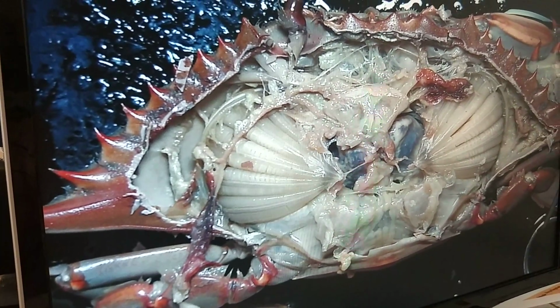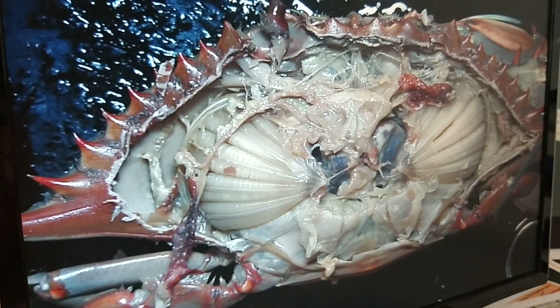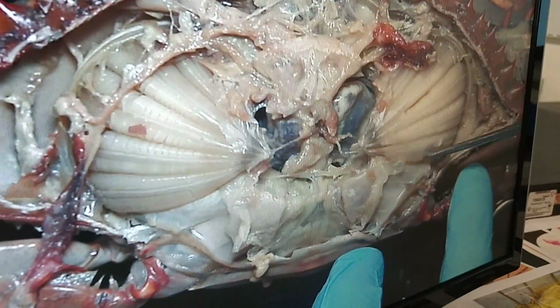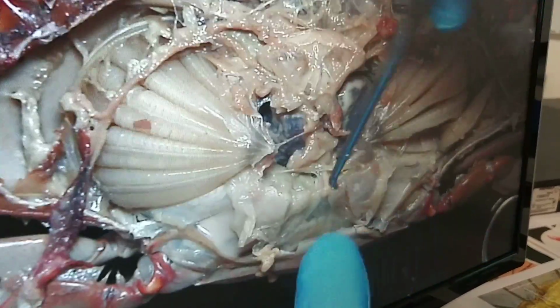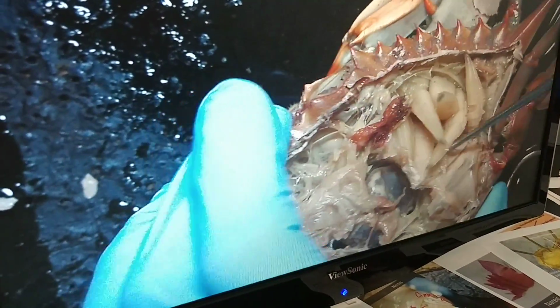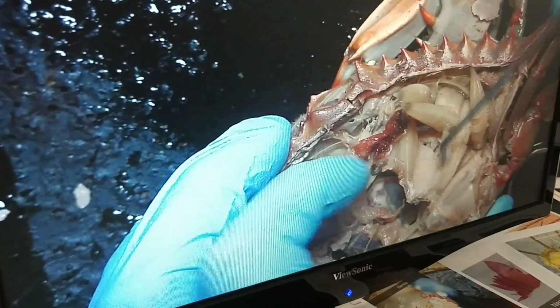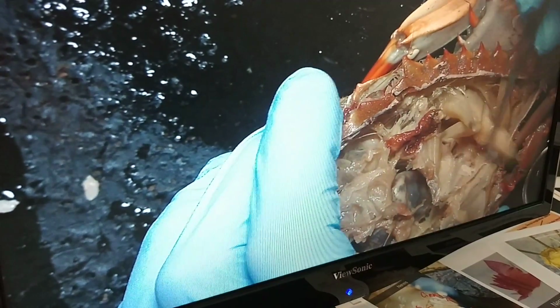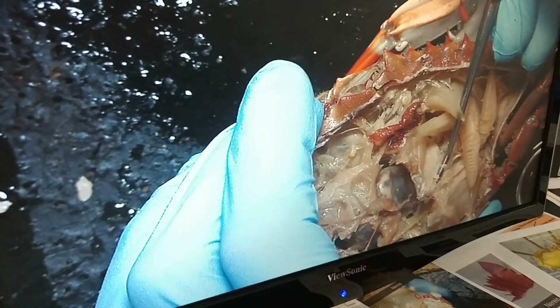Where's the walking leg muscle? So the walking leg muscle, you're probably going to see them. Oh, under the gill? You really can't. Would they always be under the gill?